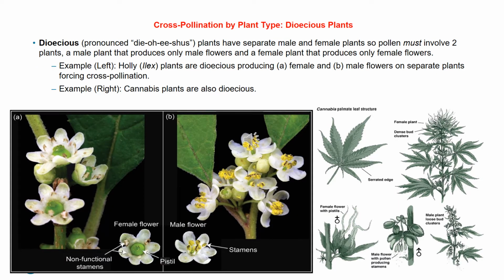As we already learned about, plants that have separate male and female plants are called dioecious. And for those plants, when pollination occurs, it has to involve two plants. This picture on the left is showing you holly flowers, or Ilex, and they're dioecious with male plants and female plants. The male and female flowers are on separate plants, so two plants have to be involved. It has to be cross-pollination.